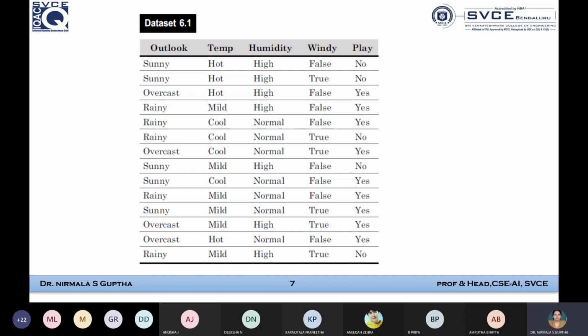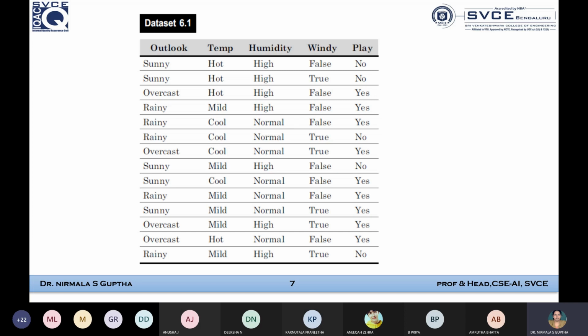Now, let us take the count. How many instances of false give play as yes and how many instances of false give play as no? Give me the count. 6 yes, ma'am. 6 yes and 2 no. Right? Now, what is the error? 6 by 8 or 2 by 8? 2 by 8 is the answer. Wonderful. Write down.